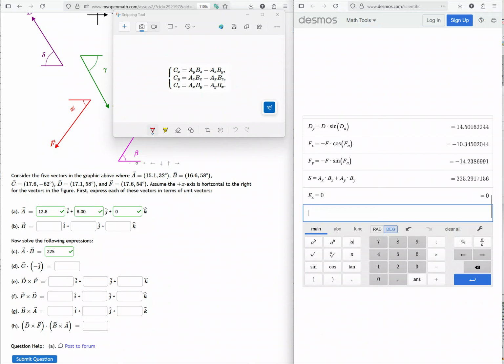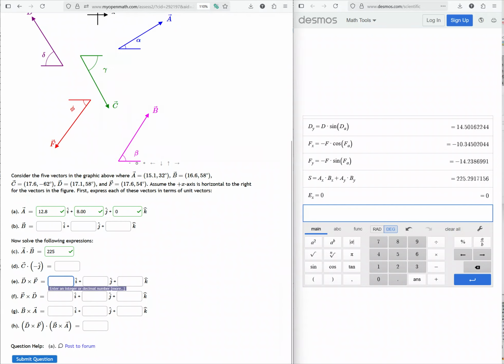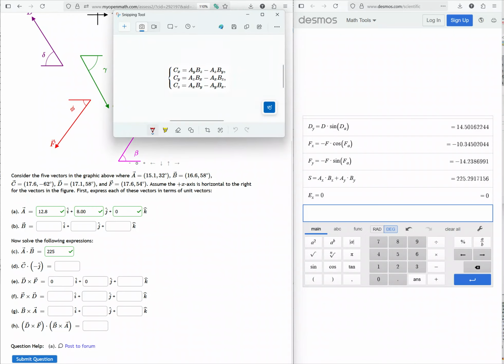Okay, let's go to E sub Y, the same thing. I'm going to have the Z component, the Z component. That's going to be 0 as well. So both of these are going to be 0. Okay, now we need to work on the last one.